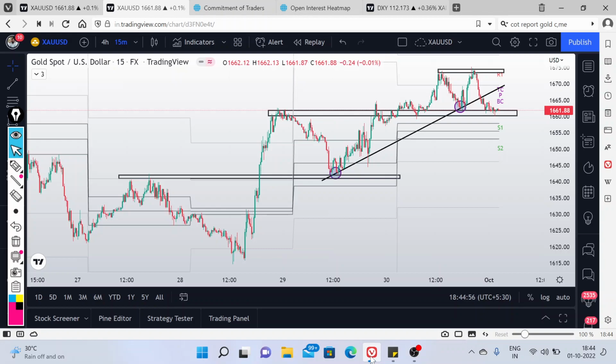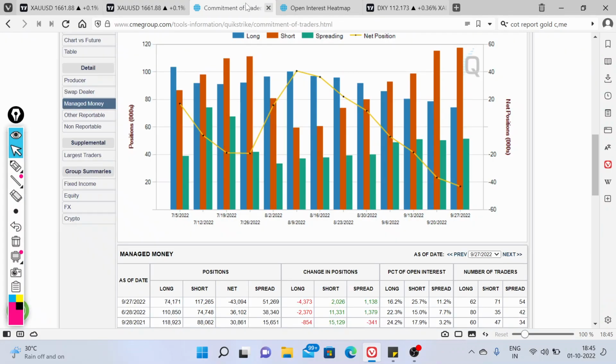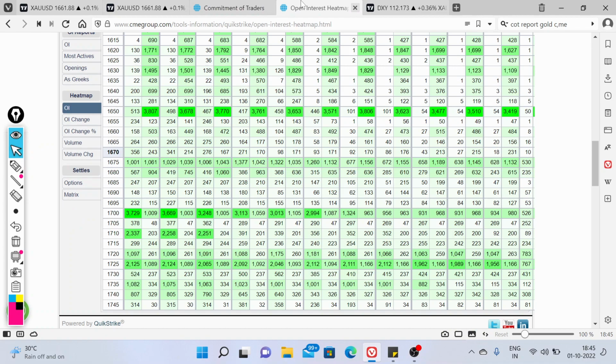So in this video, we are going to analyze the gold chart on the basis of price action levels, and we are going to discuss the latest COT report, and we will also discuss the data from the open interest so that we can utilize these levels in upcoming trading sessions.